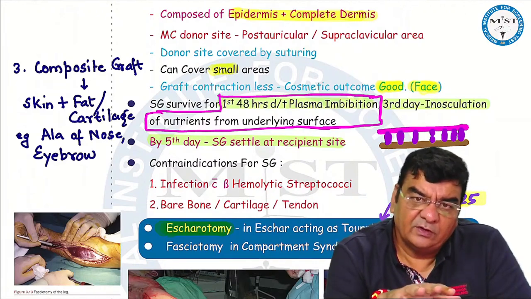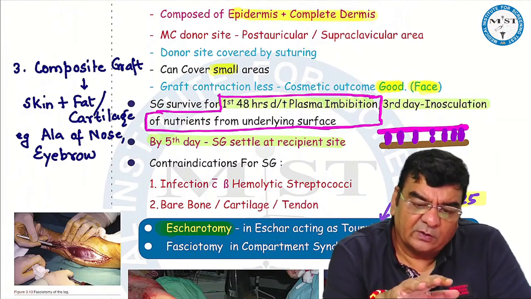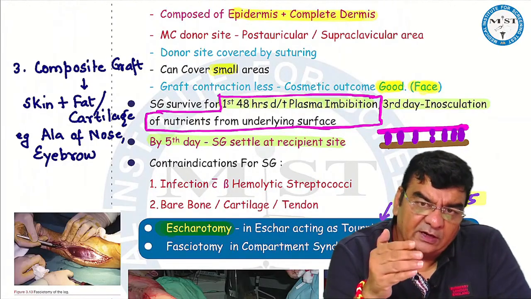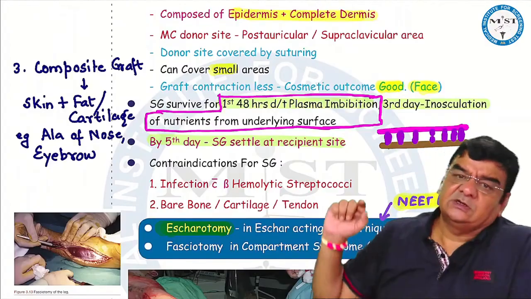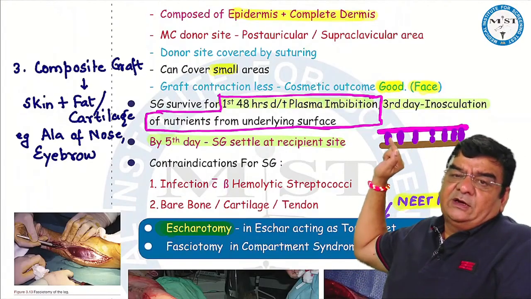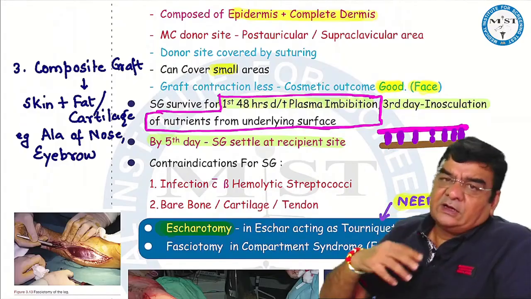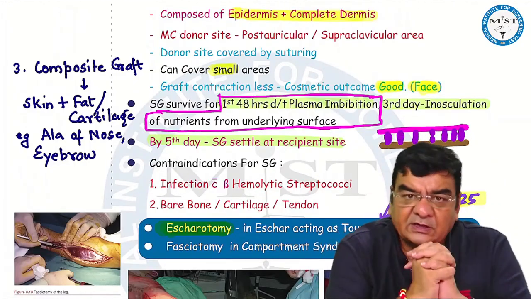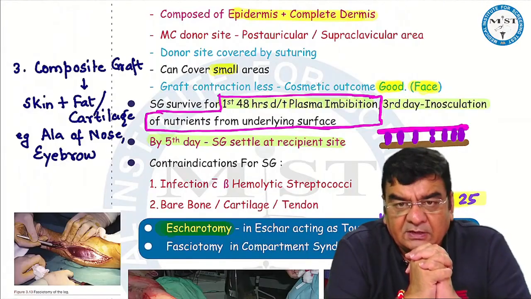Whenever we are putting the skin graft at the recipient site, how is this skin going to survive? In the first 48 hours, there is plasma imbibition of nutrients from the underlying surface. Third day, inosculation occurs, where bridges develop from the skin graft and the underlying surface, and gradually new vascularization occurs, and by 5th day the skin graft settles at the recipient site.